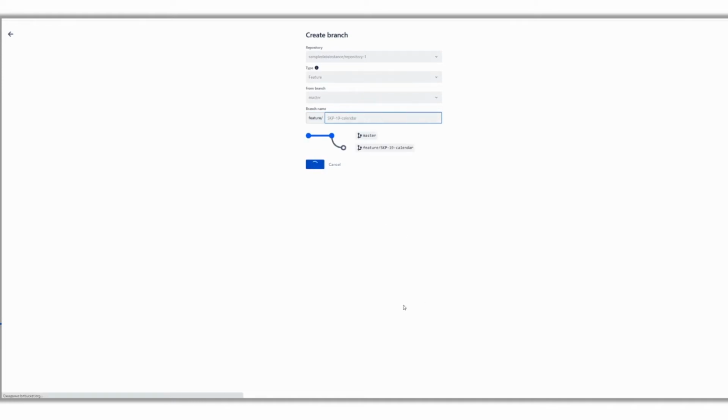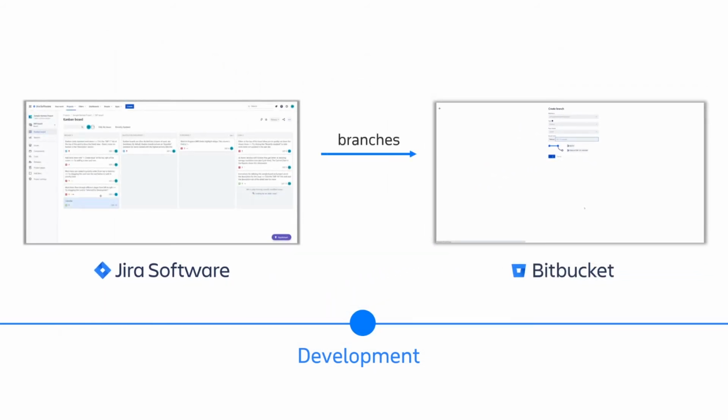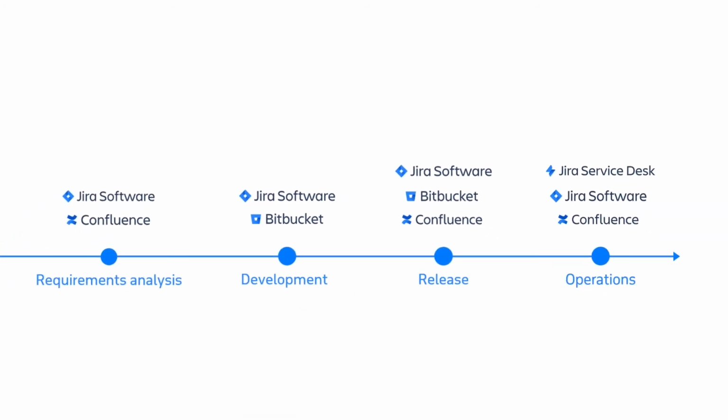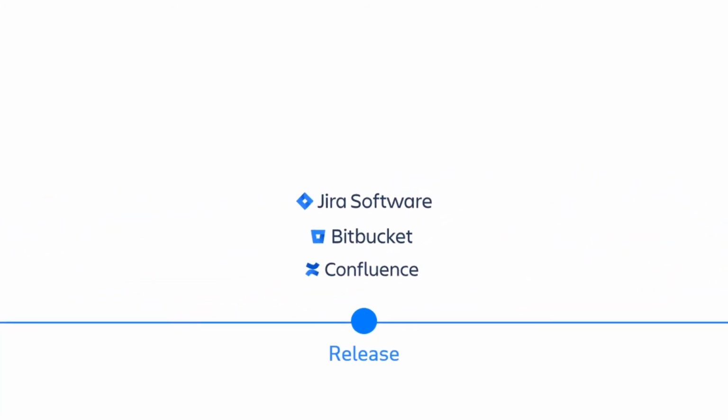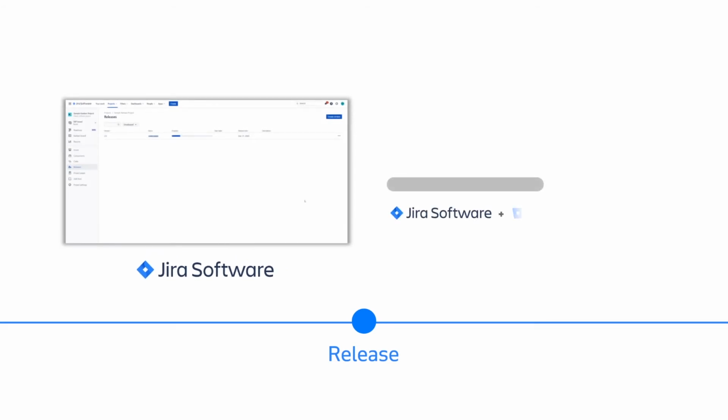Developers can create branches in Jira with just a couple of clicks. It also works in the opposite direction. In Jira software, you can see development information from Bitbucket, being able to create branches or view commits without leaving Jira. Teams that integrate Jira software with Bitbucket tend to release versions 14% more often compared to teams using just one of these products.